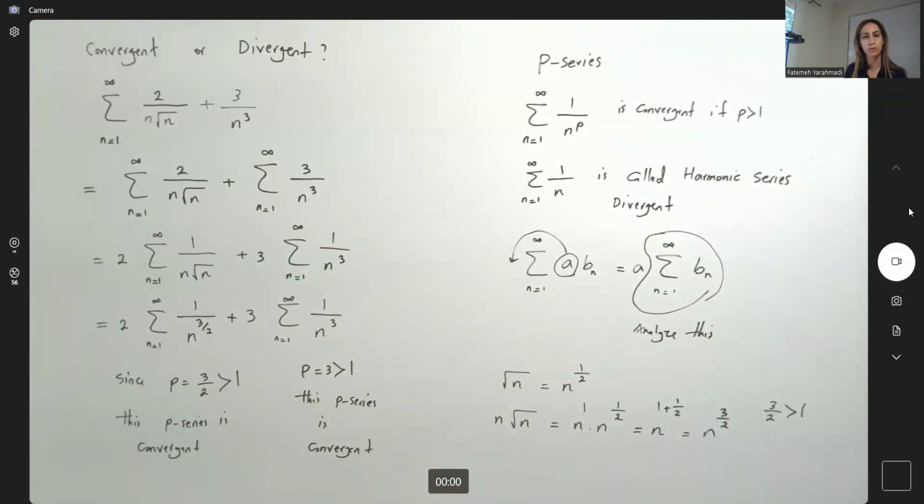So what is our conclusion? Since you're adding two convergent series together, the summation is going to be convergent as well.